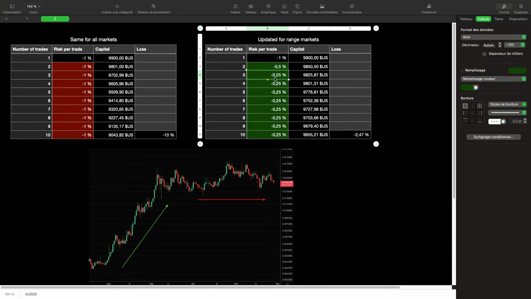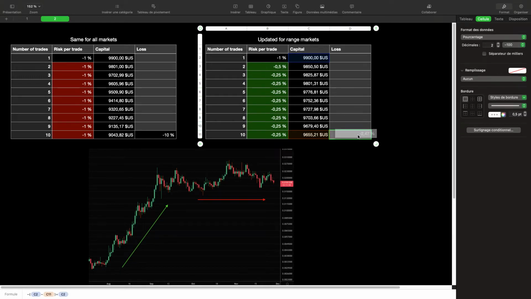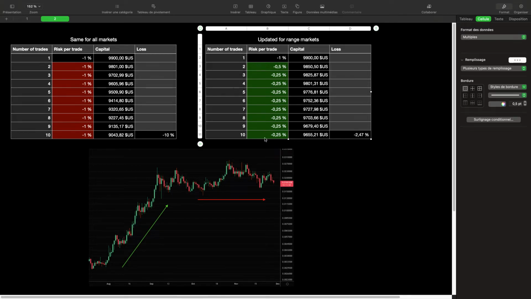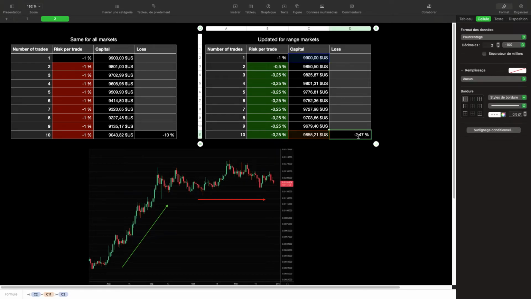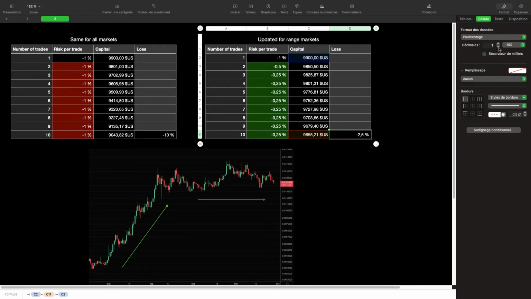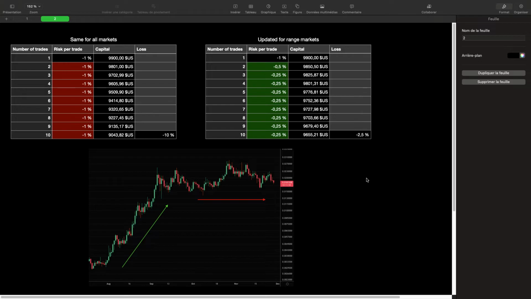If you start after these trades risking only 0.25%, you end up losing only 2.47%. And that's a very big difference. If you use the same risk management for all markets, you lose 10% of your money after 10 trades. If you adapt your risk management to the market cycle, you lose only 2.47%. So we're going to round this to 2.5%. There you go, 2.5%. That's a very big difference.